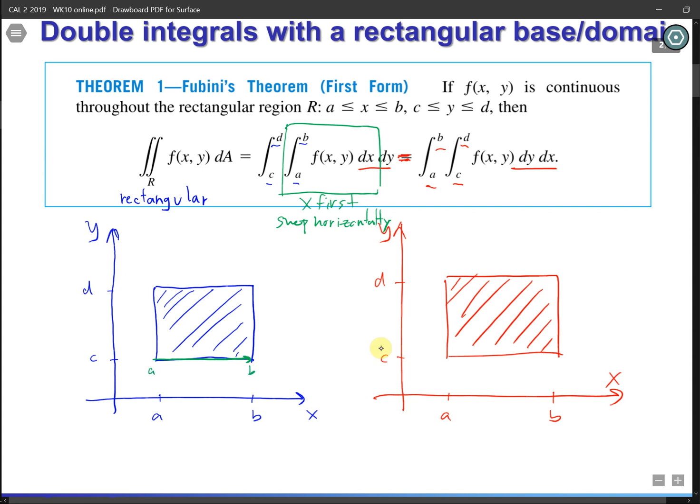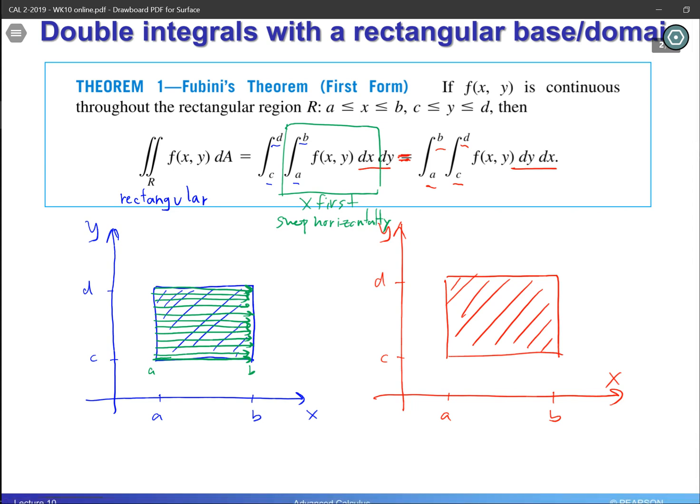And then after we are done with this line, we are going to move further up and do the same thing. Sweep from A to B all the way through, and end at y equal to D. Okay, so this is how it works.